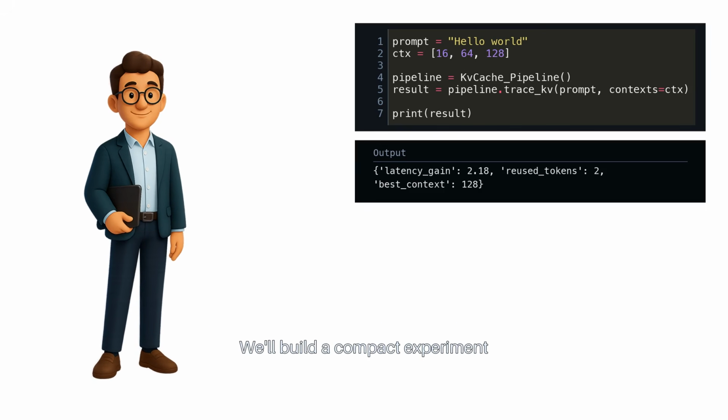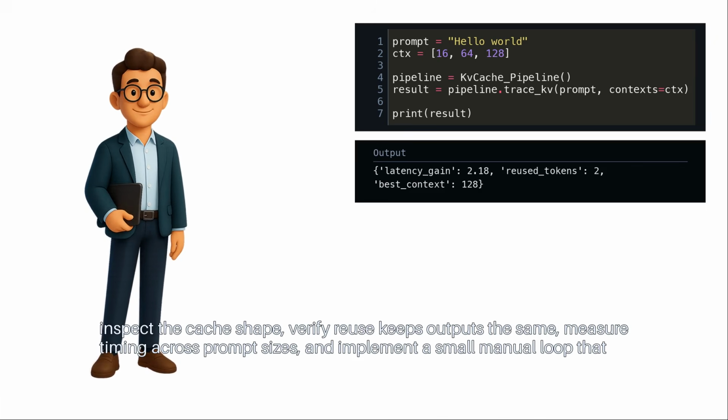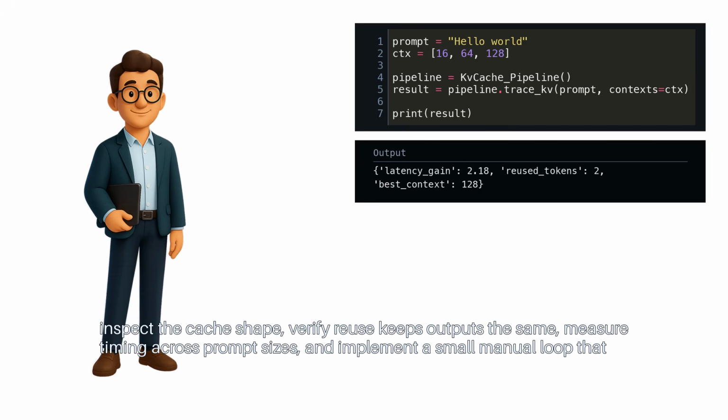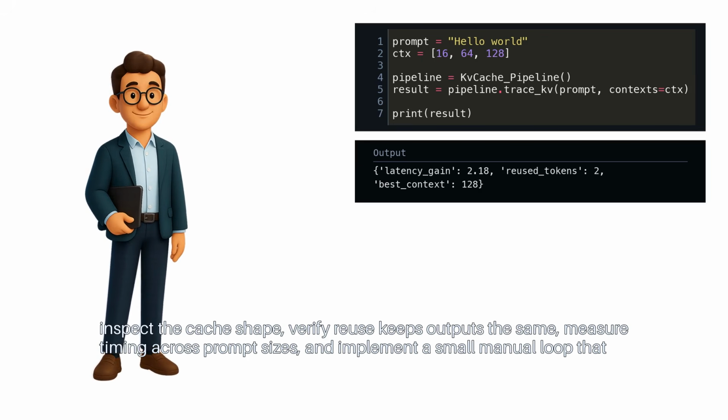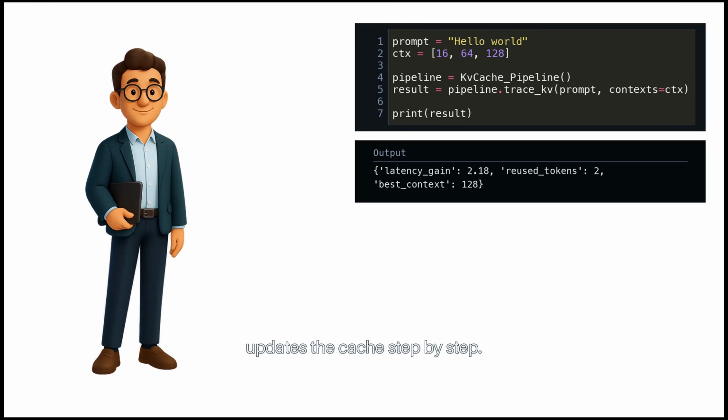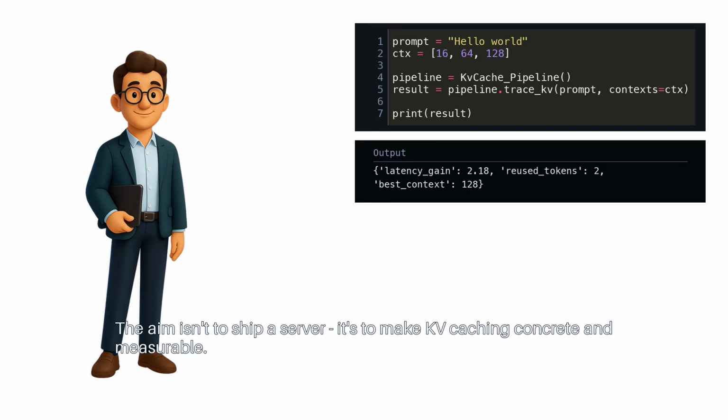We'll build a compact experiment. Inspect the cache shape. Verify reuse keeps outputs the same. Measure timing across prompt sizes. And implement a small manual loop that updates the cache step by step. The aim isn't to ship a server, it's to make KV caching concrete and measurable.